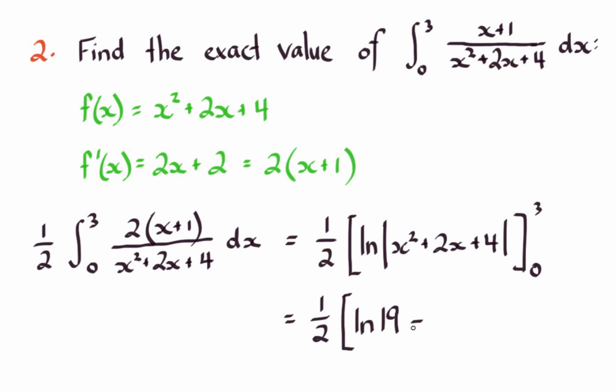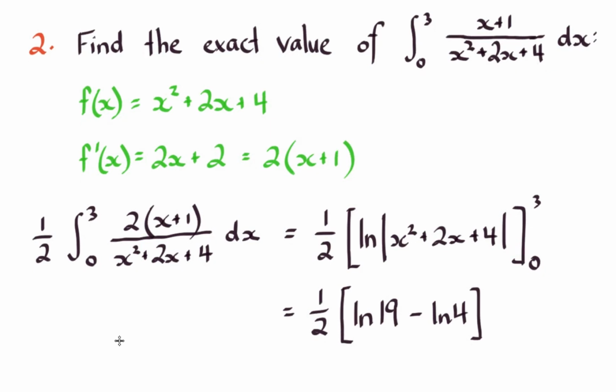And we're going to subtract what we get when we substitute in 0. This is a little bit easier. We get 0, 0, plus 4. So we're going to subtract ln 4. Now this question has asked for the exact value. So what are we going to do now? Let's give ourselves a bit more room.